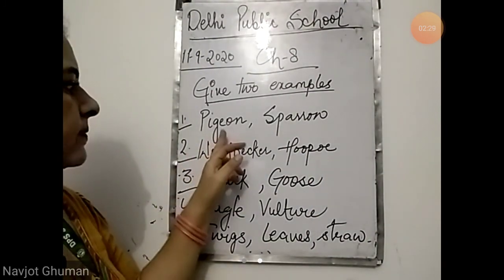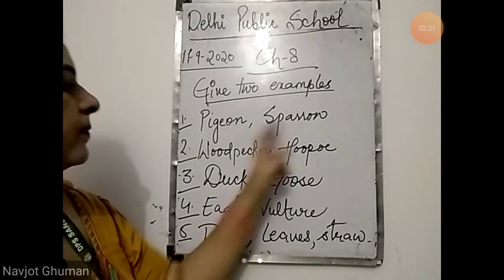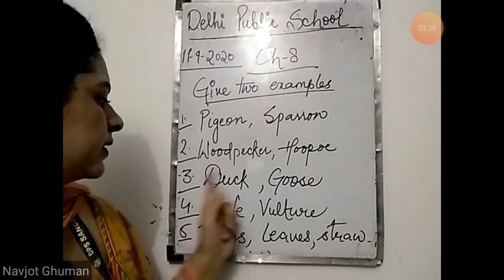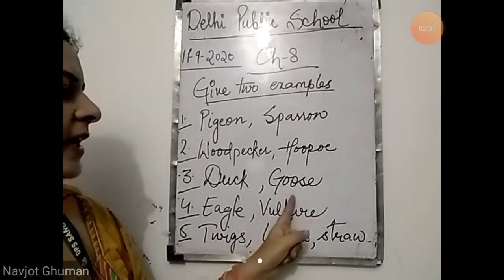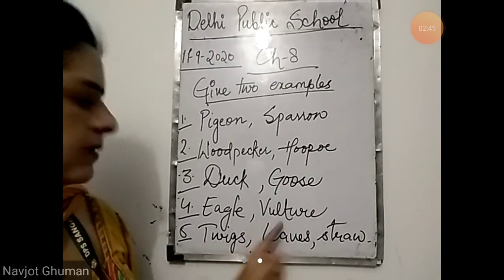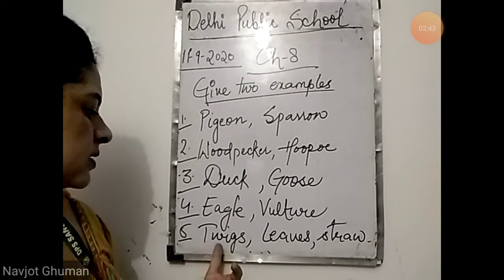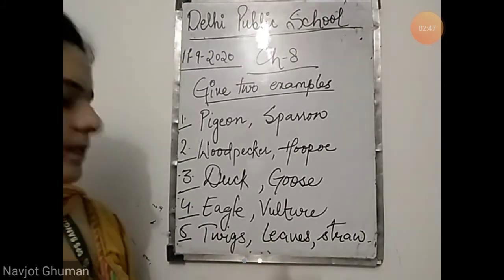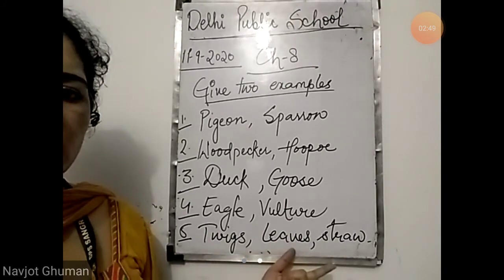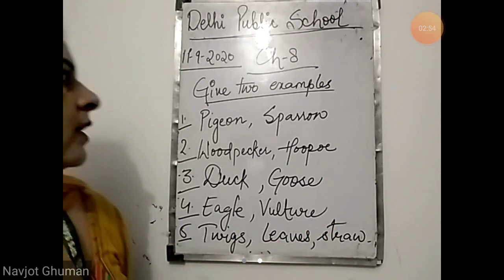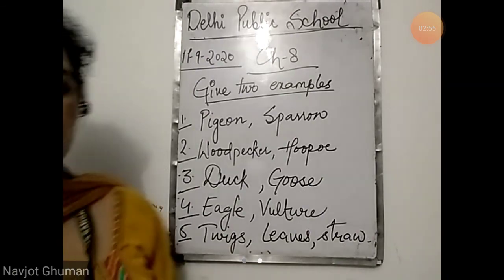First is pigeon, sparrow. Second answer is woodpecker and hoopoe. Third is duck and goose. Fourth is eagle and vulture. Fifth one is twigs, leaves, or you can write straw. In place of straw, you can write grass also. So this is all about give two examples.